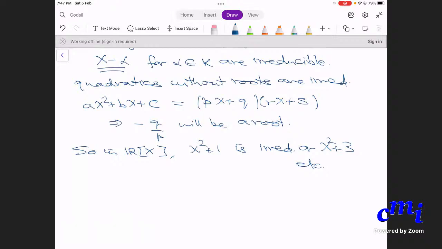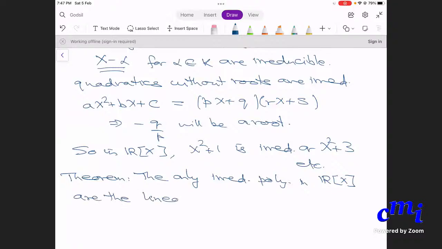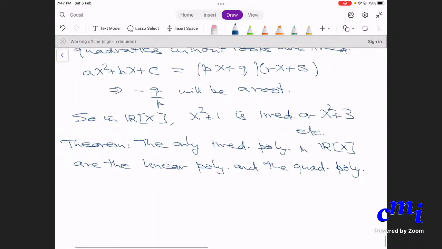So let me state that. This is a theorem, not extremely easy. The only irreducible polynomials in R[x] are the linear polynomials and the quadratic polynomials without a root. This statement is equivalent to the statement that the field of complex numbers is algebraically closed. It follows from that, and if you know this, it's equivalent. Both these statements, that C is algebraically closed and this, are equivalent. Anyway, let's not get into this.